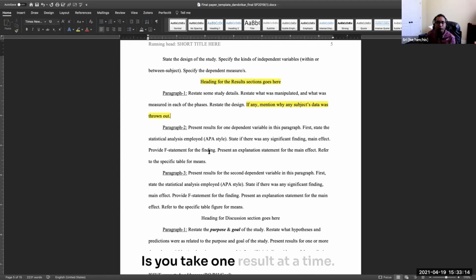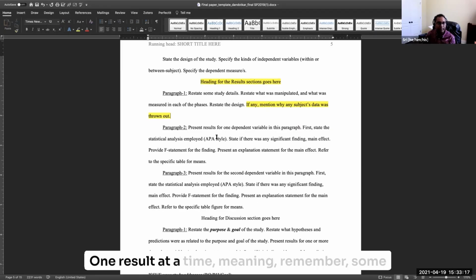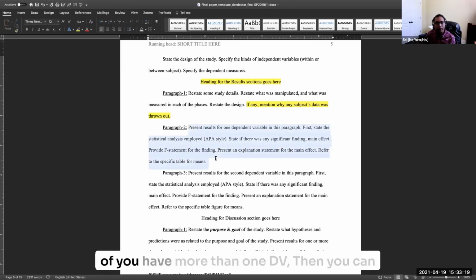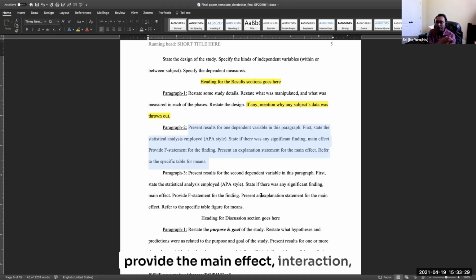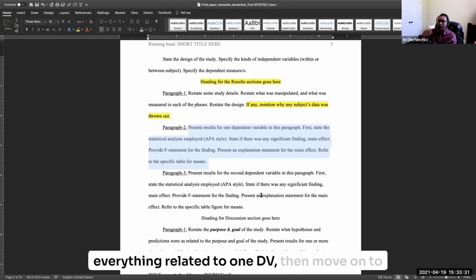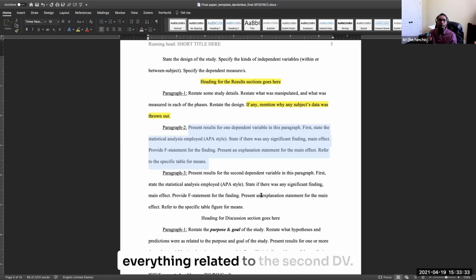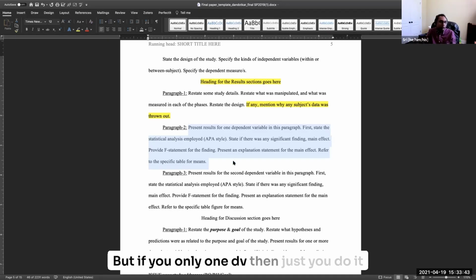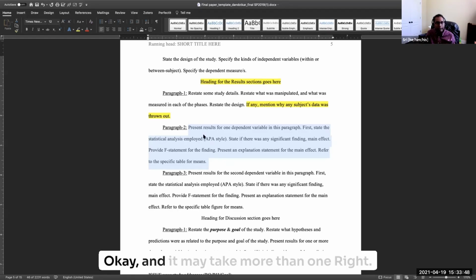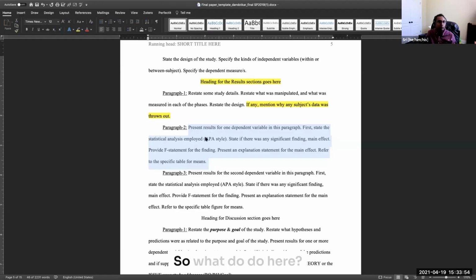You take one result at a time. One result at a time. Meaning, remember, some of you have more than one DV. Then you can provide the main effect, interaction, everything related to one DV, then move on to everything related to the second DV. But if you only have one DV, then you do it only once. Okay. And it may take more than one paragraph, right? So what do you do here?